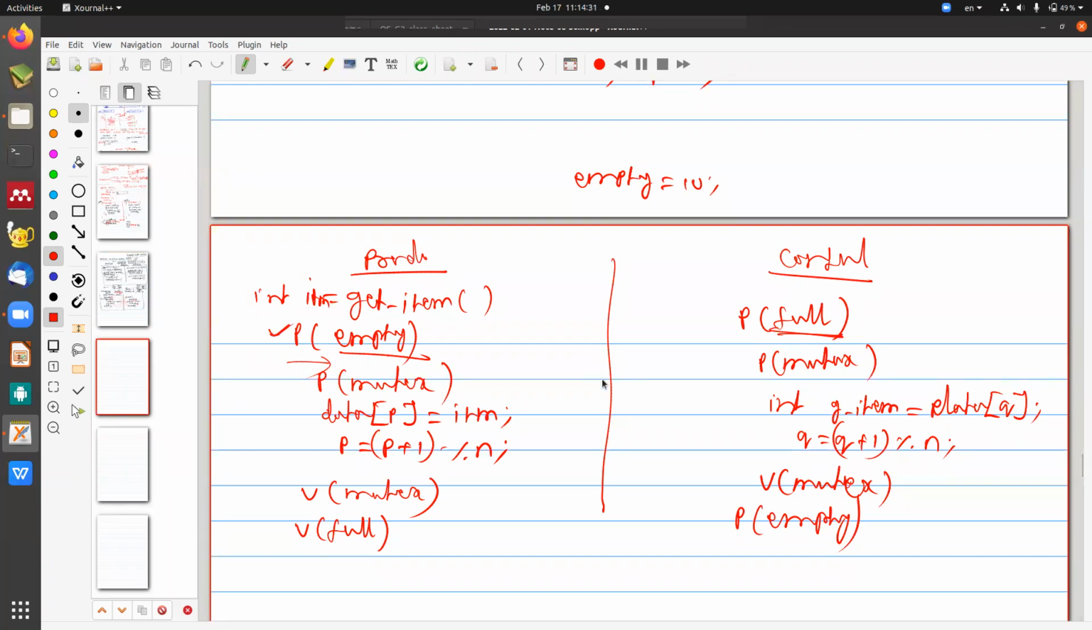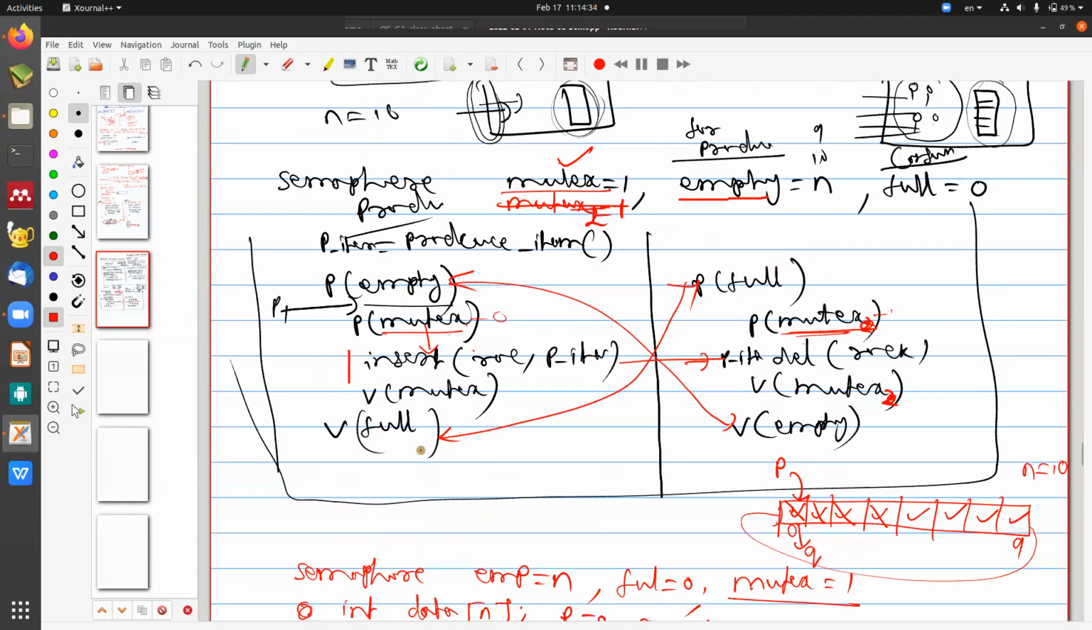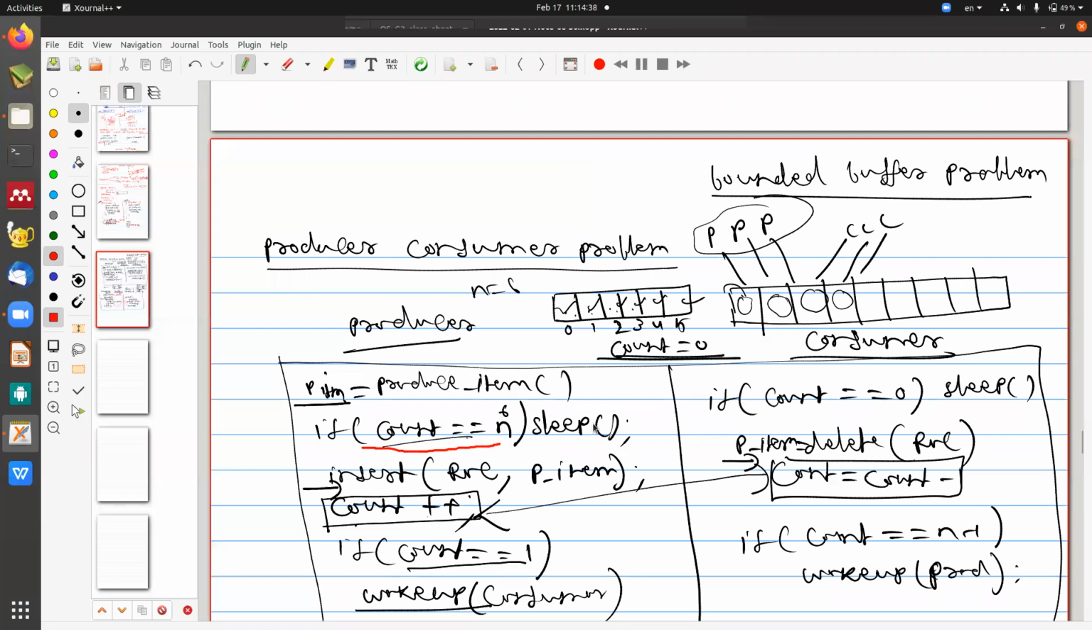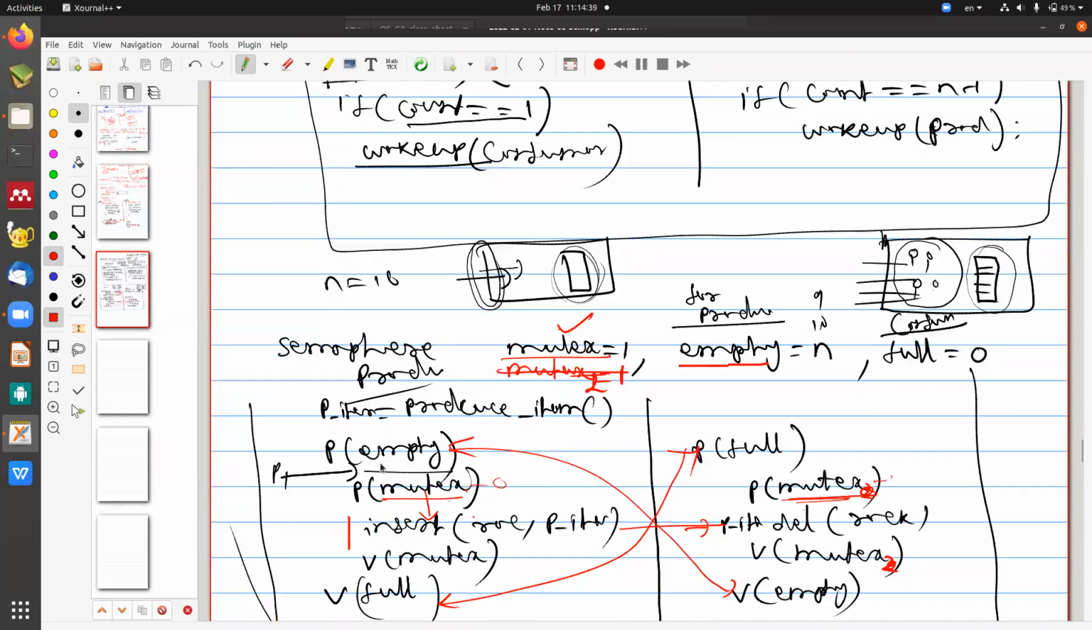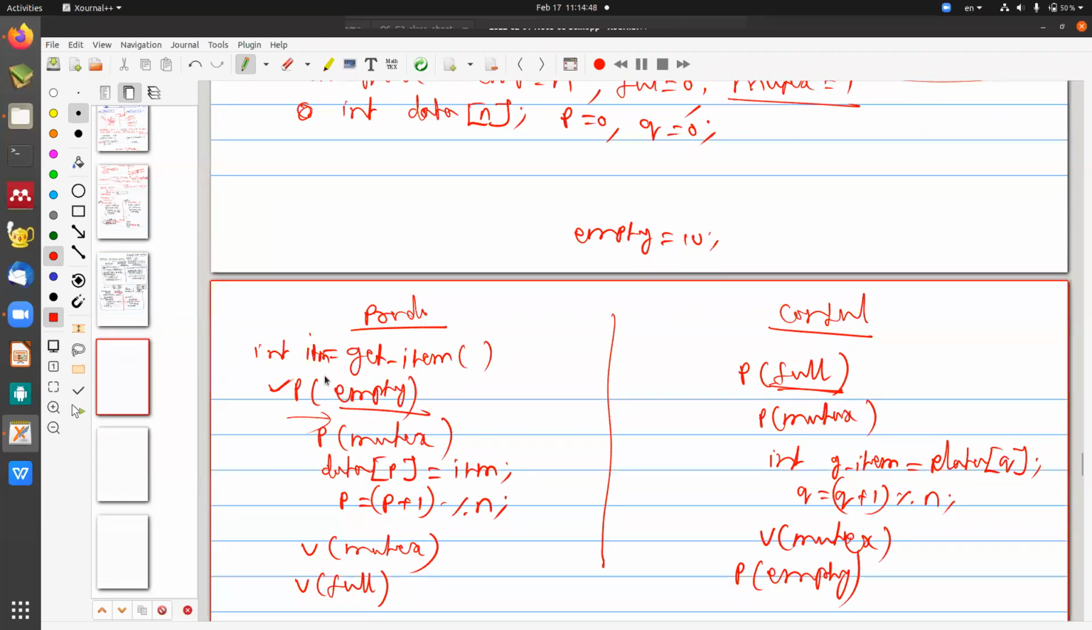Very nice point. Others, have you understood what he asked? He said that initially we were writing a condition that if count becomes n, then it goes to sleep. But here there is no such condition. How is it satisfied? Because we have taken empty as n, here 10. As the producers gradually enter, my empty value reduces, because the P operation says S equal to S minus 1, whereas the V operation says S equal to S plus 1. So since my semaphore variable reduces in the P operation, when empty reaches 0, it means already 10 processes have kept their cake inside this.